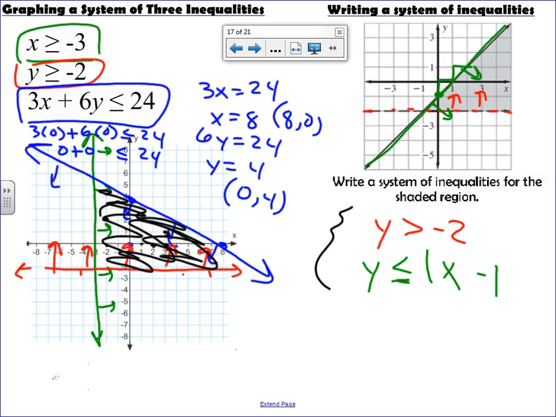So we did quite a bit today. We looked at systems of inequalities. First of all, started off with how to graph one single linear inequality, and then showed how we related that to systems. So do some practice work with that. If you have questions, let me know in class.